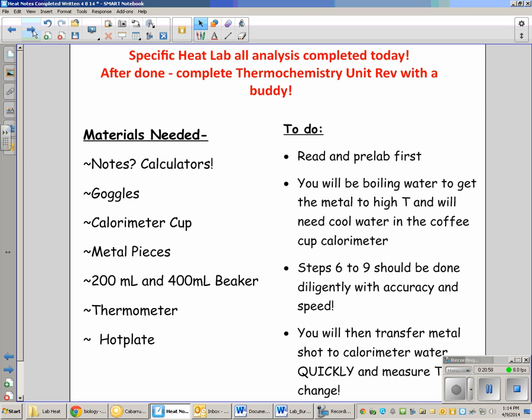Have your thermometer. There can be little gaps here and there. Three thermometers.